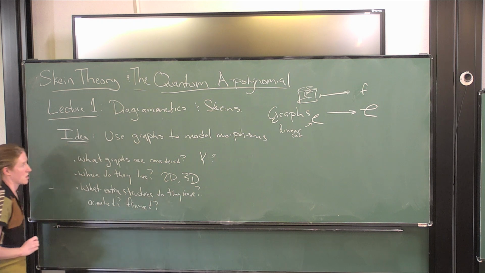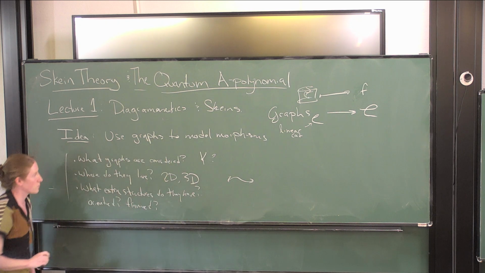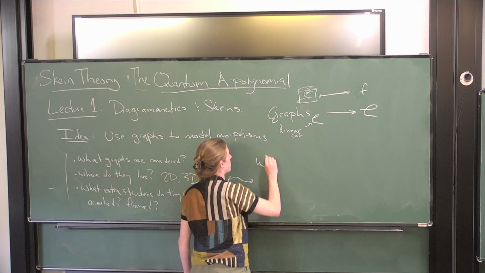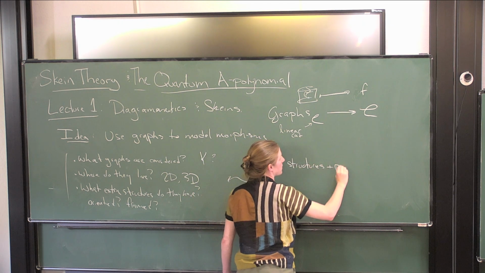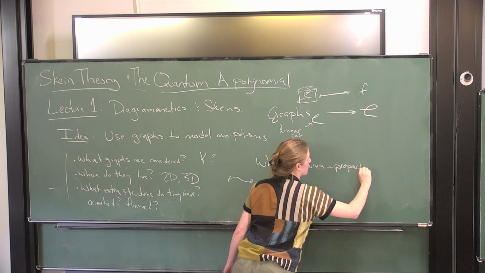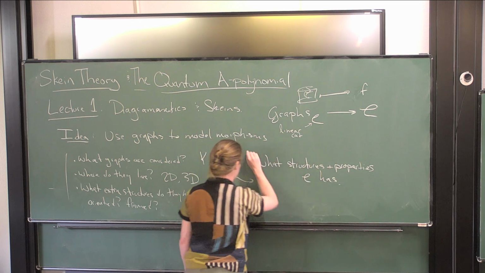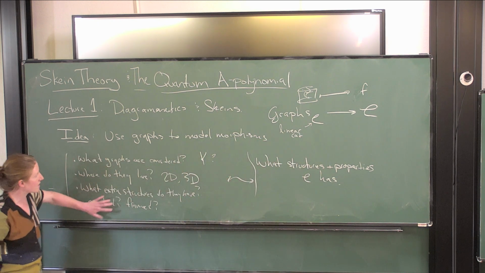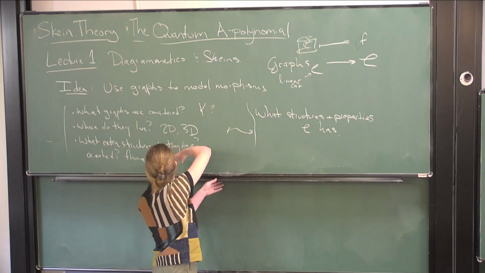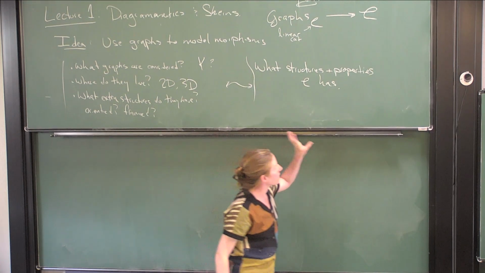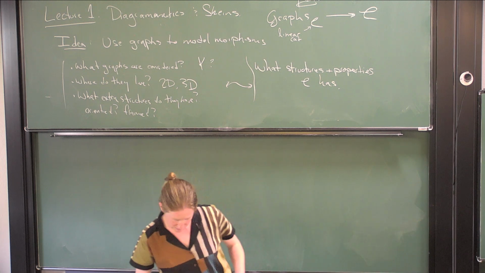Basically this. And we'll see there's going to be a nice correspondence between these really graphical questions and what structures and properties C has. So what I want to do now is make the idea of this correspondence precise, by allowing myself to do more and more with my graphs, and as I do that, having more and more in my category. Okay.